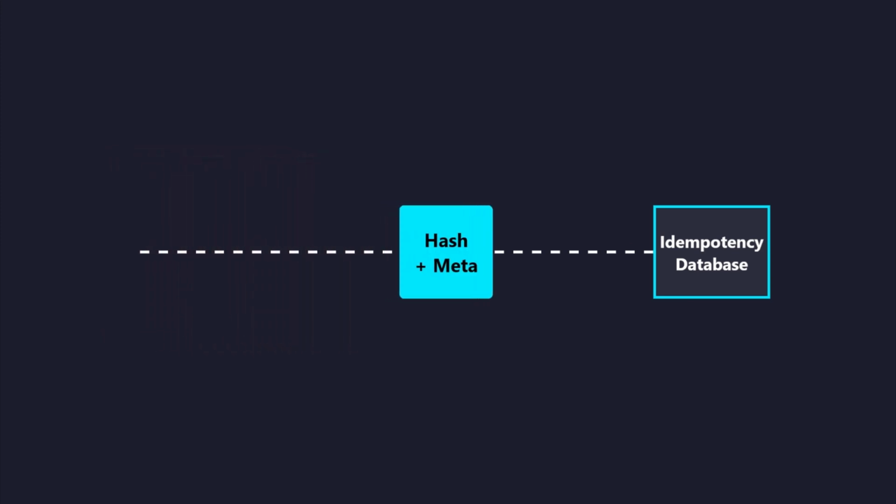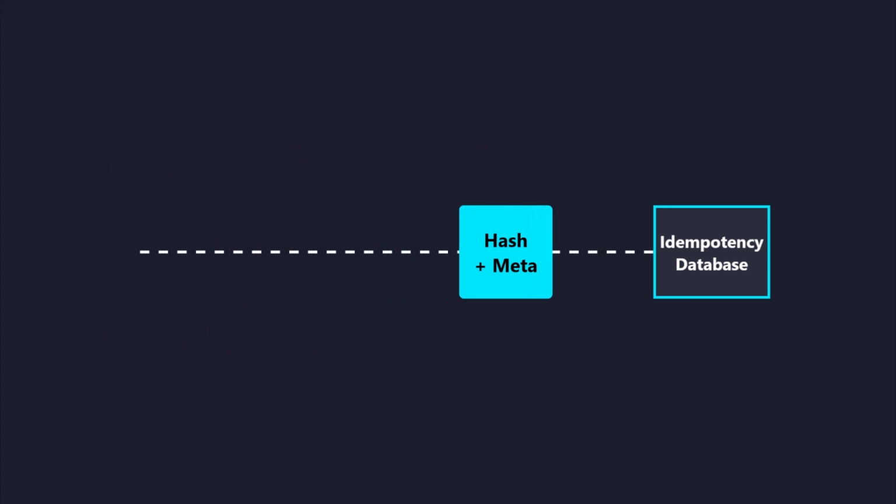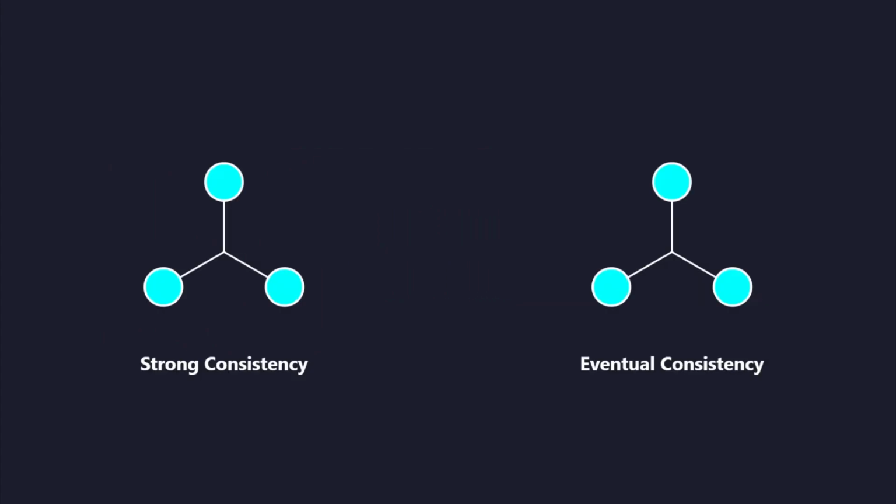When handling massive payloads in your webhooks, only store the hash and metadata to avoid bloating your idempotency database with redundant large data blocks. In a multi-node environment, ensure your persistence layer provides strong consistency rather than eventual consistency to prevent windows of vulnerability during key checks.